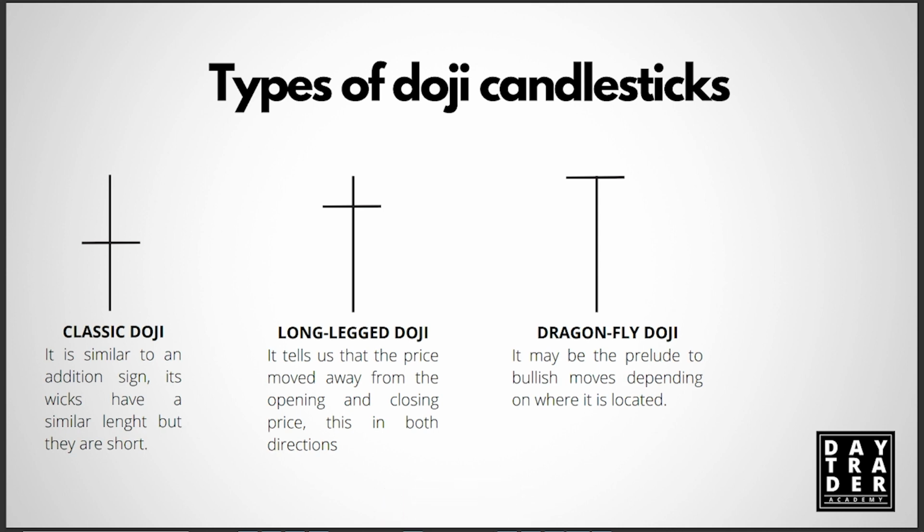On the other side, the dragonfly doji, this one can appear at either the top of an uptrend or the bottom of a downtrend, and signals a potential for a change in direction. The gravestone doji is the opposite of the dragonfly doji. It appears when price action opens and closes at the lower end of the trending range.